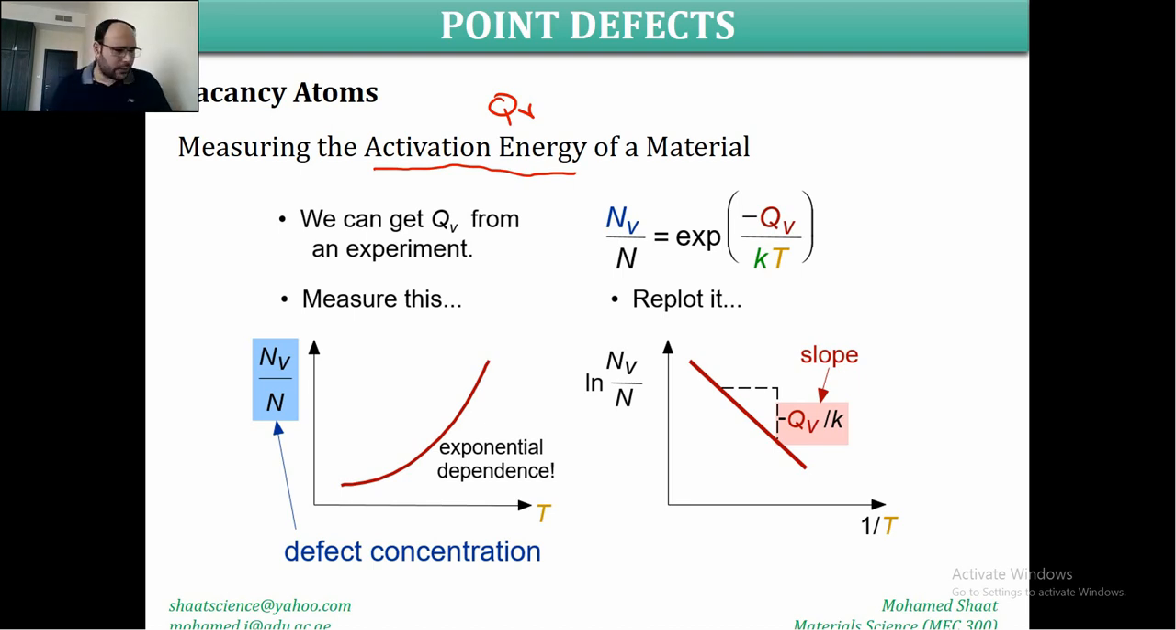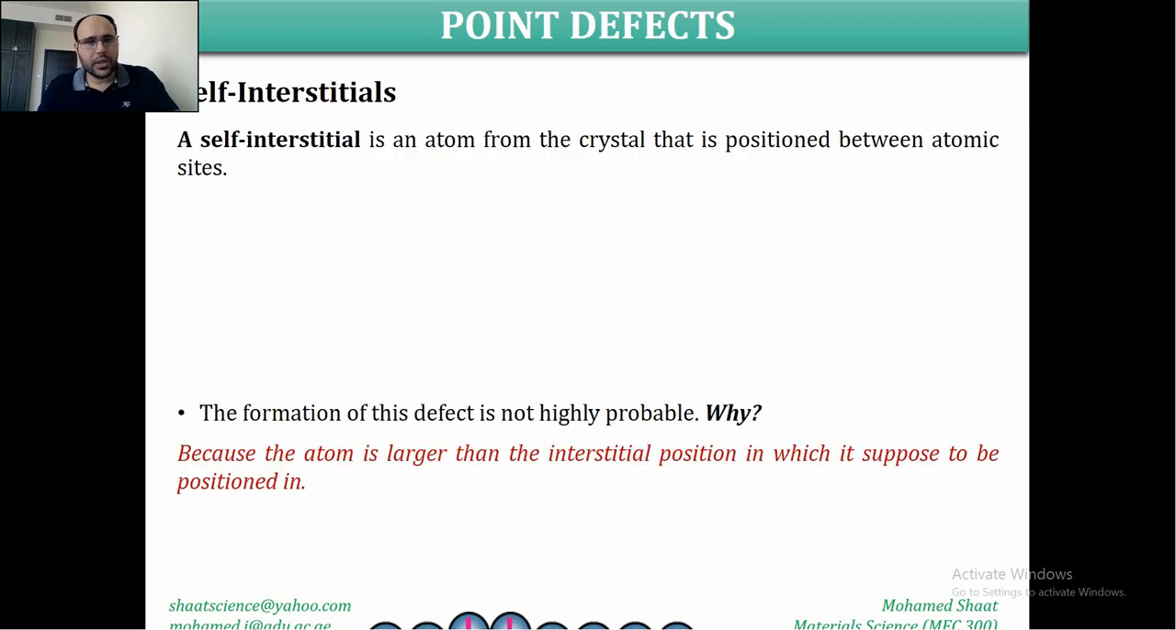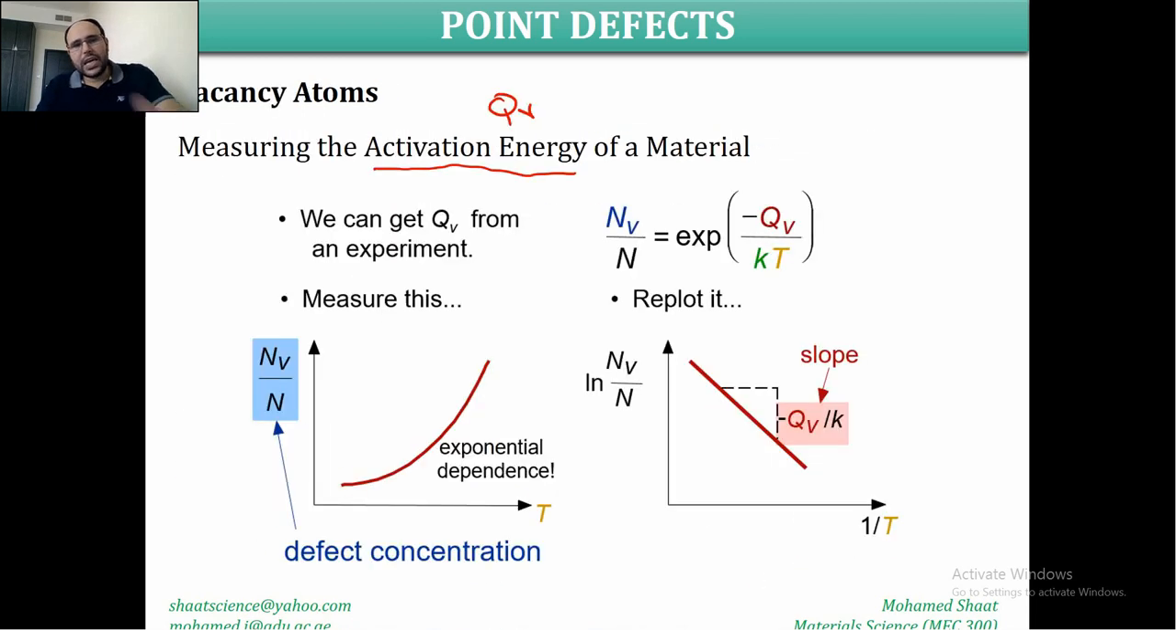This is just for your information, to know how we can derive this QV, and to prove to you that this QV is a material property that we can measure. And I explained to you the procedure, how we basically do it using the TEM, how we can derive this QV. Make sense? So this is for the vacant atoms.